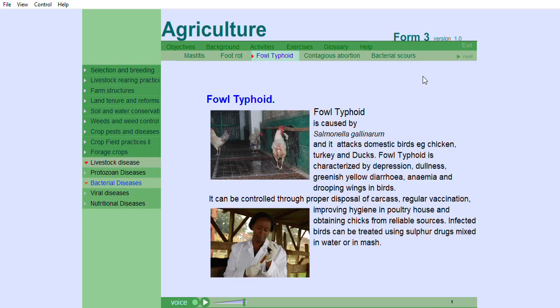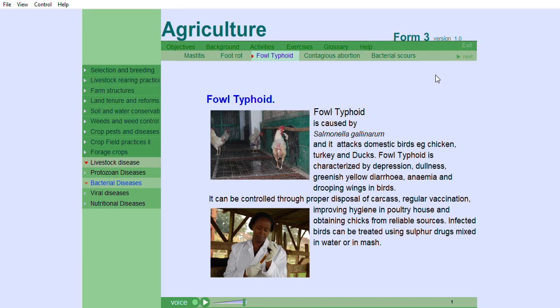Fowl typhoid. Fowl typhoid is caused by Salmonella gallinarum and it attacks domestic birds, for example, chicken, turkey, and ducks. Fowl typhoid is characterized by depression, dullness, greenish-yellow diarrhea, anemia, and drooping wings in birds.